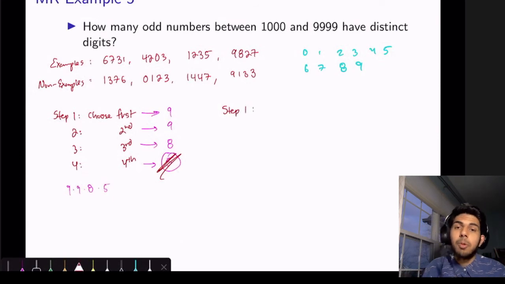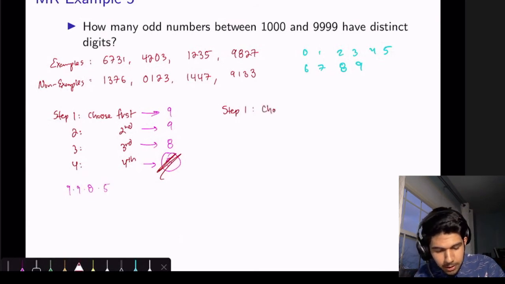What if in step 1 we do the fourth digit? Because that seemed to be quite restrictive. So choose fourth. And then in step 2, we'll just work it backwards, right? We'll choose the third. And then in step 3, we'll choose the second. And then step 4, we'll choose the first. Right? And everything else will follow. Let's see what happens here.